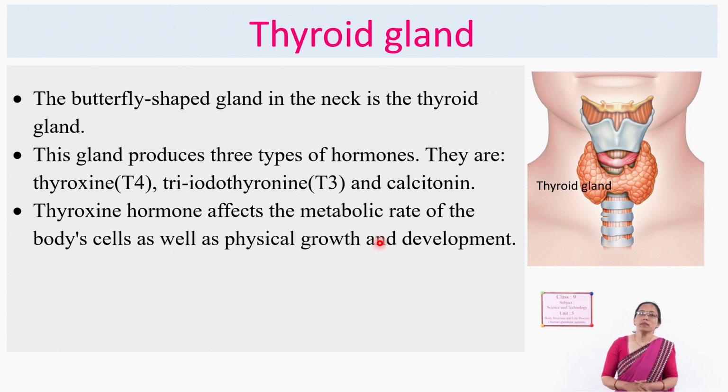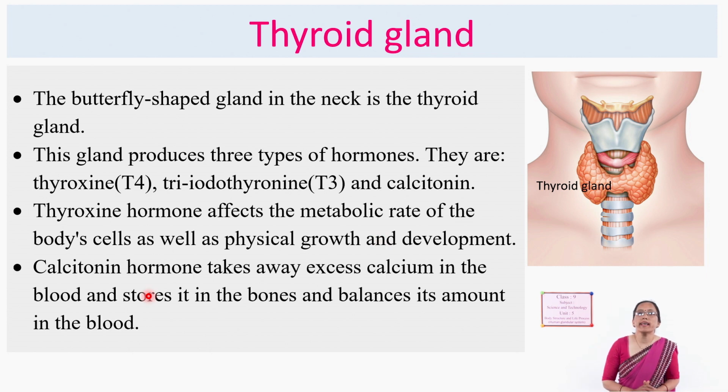And if there is deficiency or excess of thyroxine hormone, we may suffer from various kinds of problems. We will discuss it later, okay? Next hormone is calcitonin hormone. This calcitonin hormone takes away the excess amount of calcium present in the blood to the bones, where it is stored, and it helps to balance the calcium level in blood so we can be healthy.